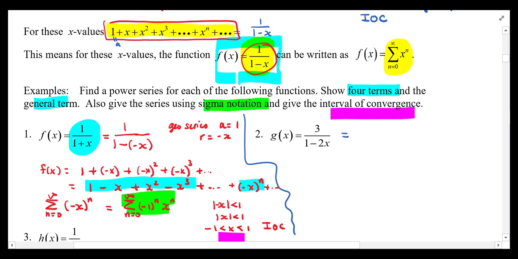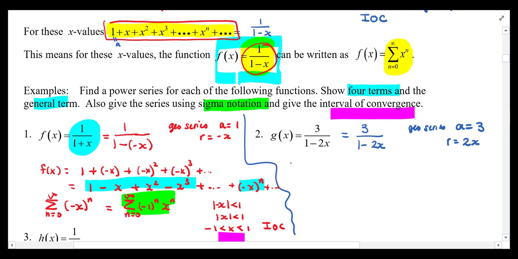Notice here I have 3, interesting, instead of the a being 1. And then 1 minus the r value, which is not x, but 2x. So really nothing I've changed here. I guess I didn't have to write this down, but I hope you can see that this is a geometric series. Now with the a value being equal to 3, and my common ratio r being equal to 2x.